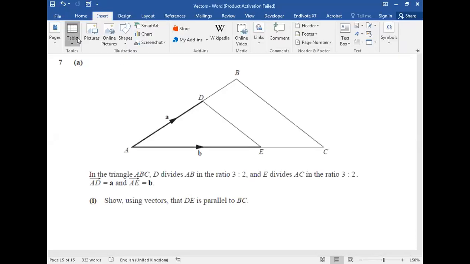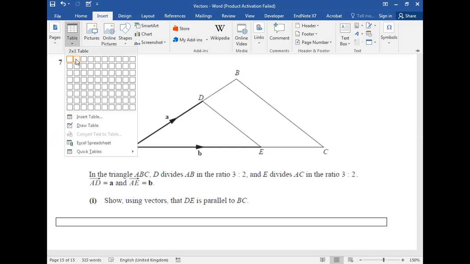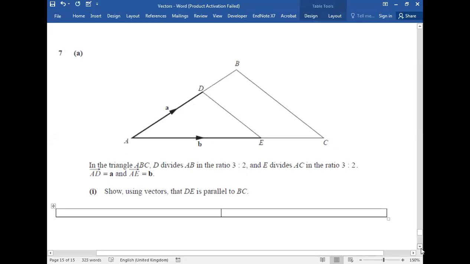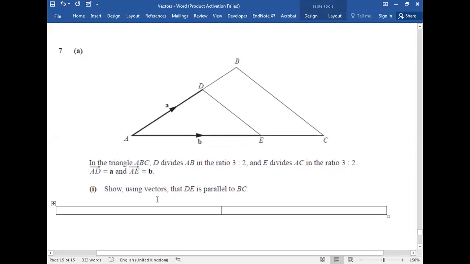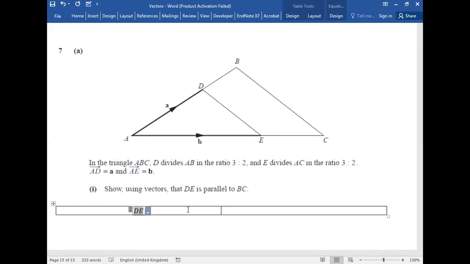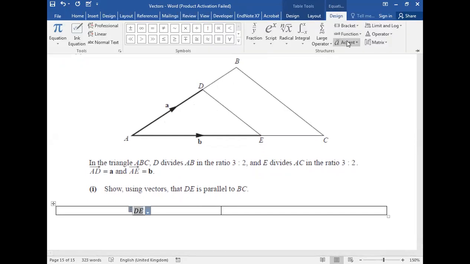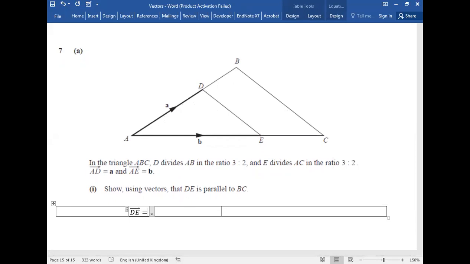In the first part, the question is asking us, show using vectors that DE is parallel to BC. पहले DE vector कैसे निकालेंगे? What is the vector DE? Minus A plus B या B minus A लिख लो, कोई मसला नहीं इसको.